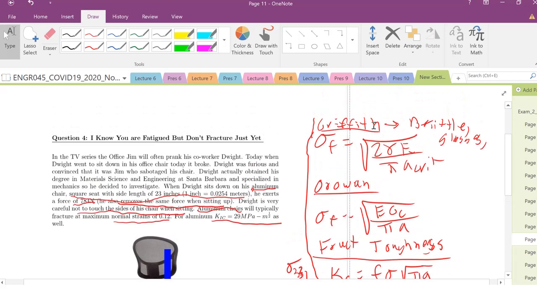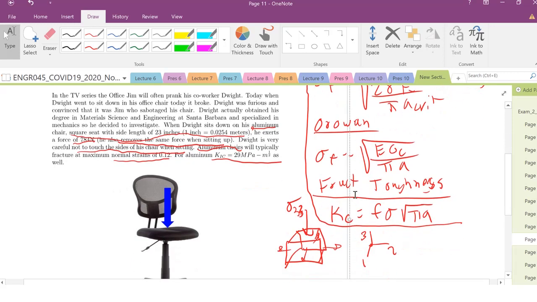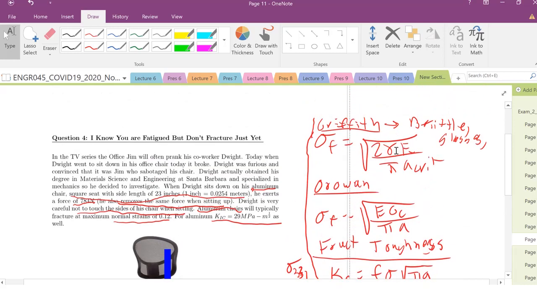Now, we shouldn't want to use Griffith anyway because we're not dealing with brittle materials or glasses. Instead, we probably want to use Orowan or fracture toughness. But let's see what we're given in this problem that we can actually solve. So, are we given the surface tension or the surface energy?